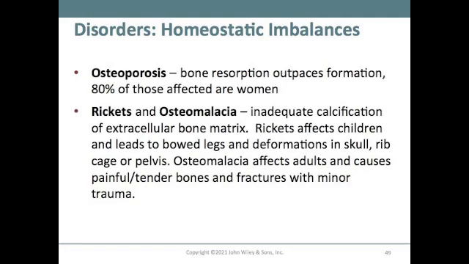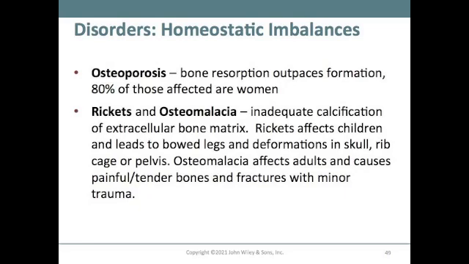Rickets and osteomalacia are an inadequate calcification of the extracellular bone matrix. Rickets affects children and leads to bowed legs and deformations in the skull, rib cage, or pelvis. Basically, rickets is like children that have soft bones, or spongy, not spongy. I don't want to use the word spongy because I don't want to confuse you with spongy bone. I want to say their bones are rubbery, which creates some problems. Like I said, bowed legs. So if you see somebody with bowed legs, the chances are when they were a kid they had rickets.